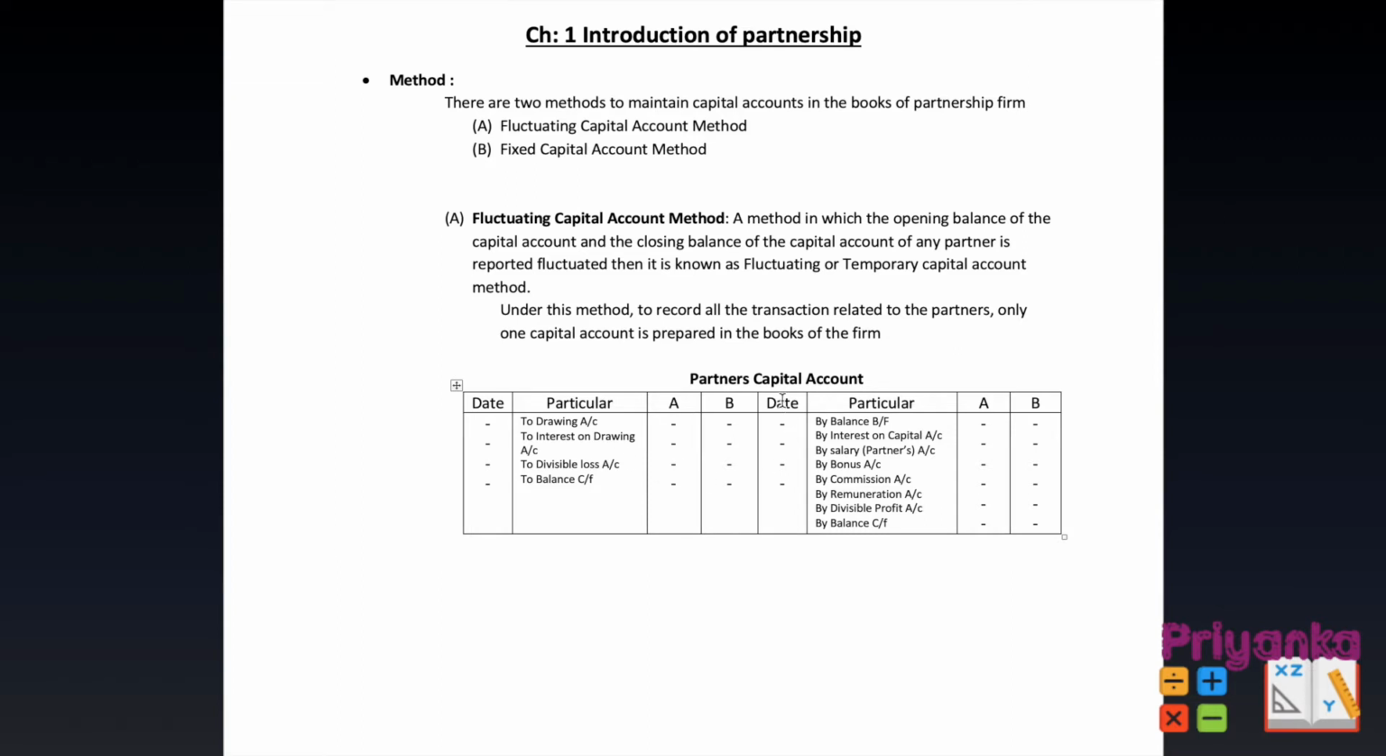As you can see, it's a partner's capital account where we'll put balance brought forward, interest on capital, then salary, bonus, commission, remuneration related to the partners, divisible profit and the closing balance. And on our debit side, drawing, interest on drawing, divisible loss and closing balance. Now, divisible loss and profit have to be written wherever the difference comes, wherever the balance you find out. This you will understand more when we solve the question.